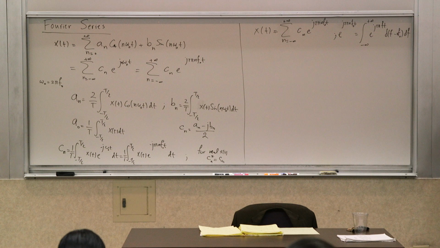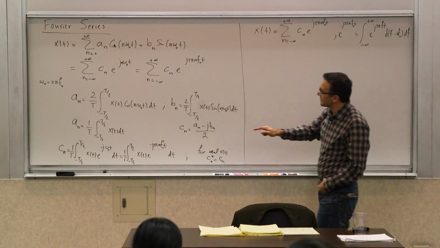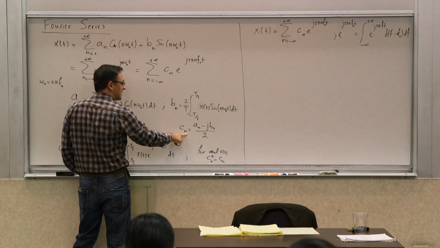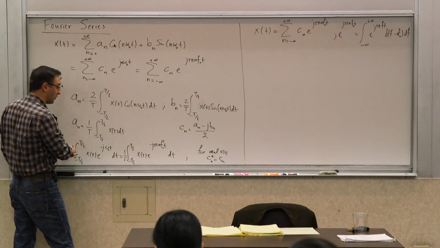Yes? So over there, where did the 2 over T go? When you went to one of the C... When it went from 2 over T to 1 over T. No. So that's for Cn, because this is the relationship between Cn. So the question is, where did the 2 go here?